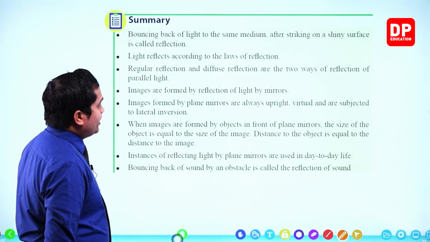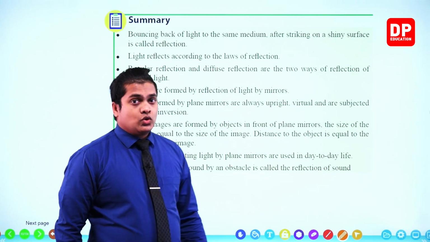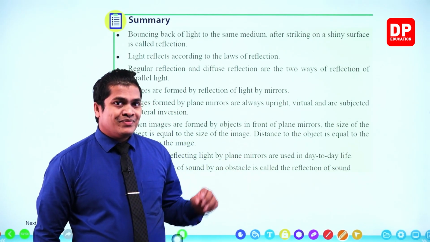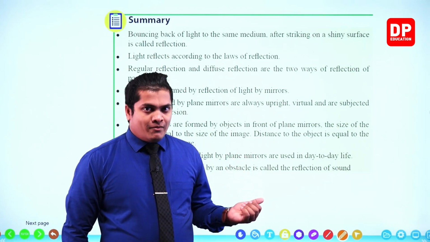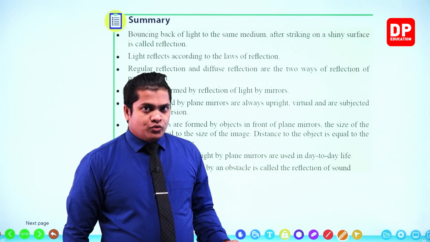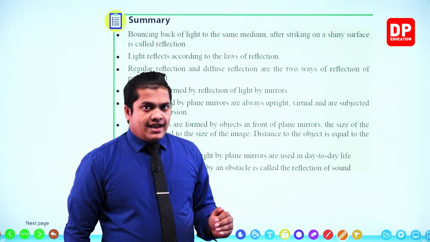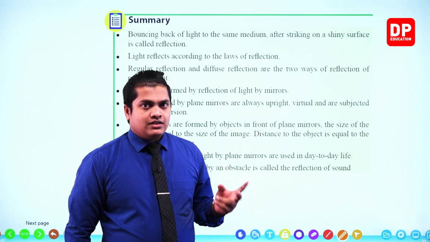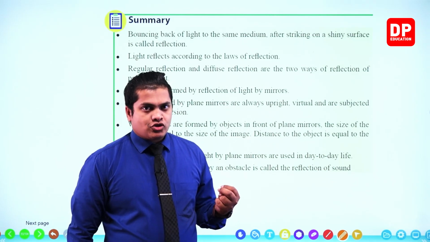Light reflects according to the laws of reflection. There were two laws, my dear children. Number one, the incident ray, normal, and the reflected ray lie on the same plane. Number two, always the reflected angle is equal to the incident angle. So those two were the laws of reflection.